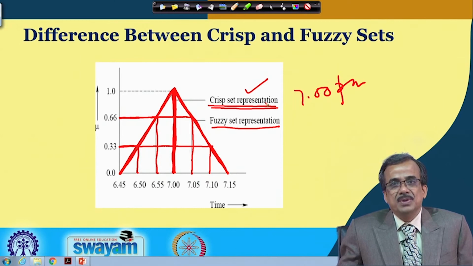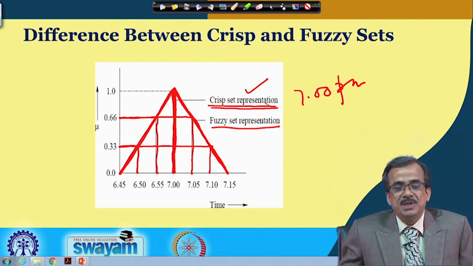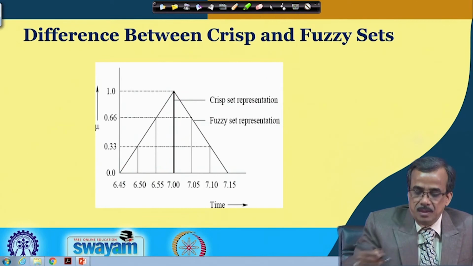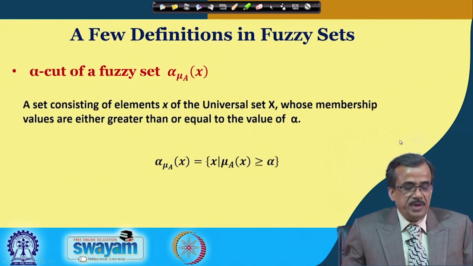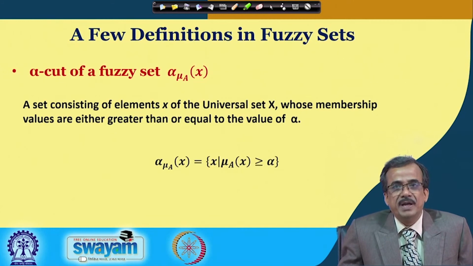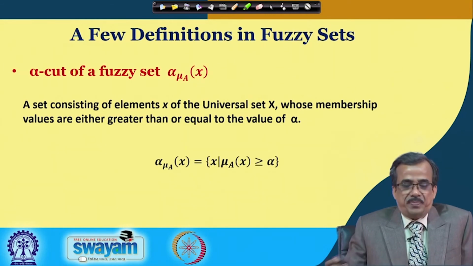7 p.m. So, I hope you have understood the difference between the representation of crisp set and this particular fuzzy set. Now, I am just going to concentrate on a few terms which are very frequently used in fuzzy sets, and I am just going to define those terms and I am just going to solve a few numerical examples also.